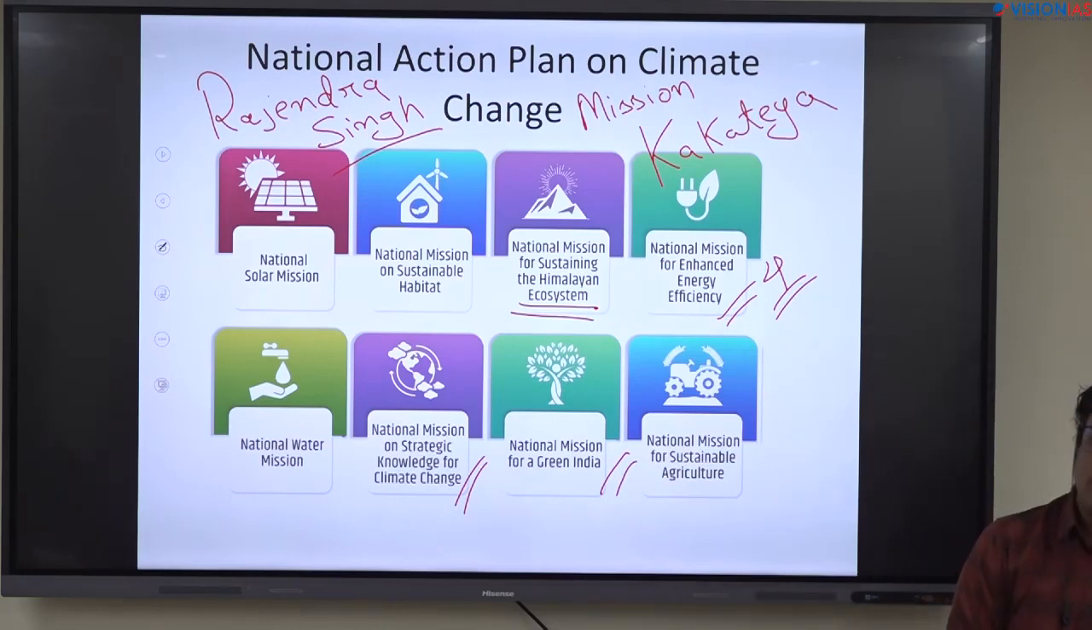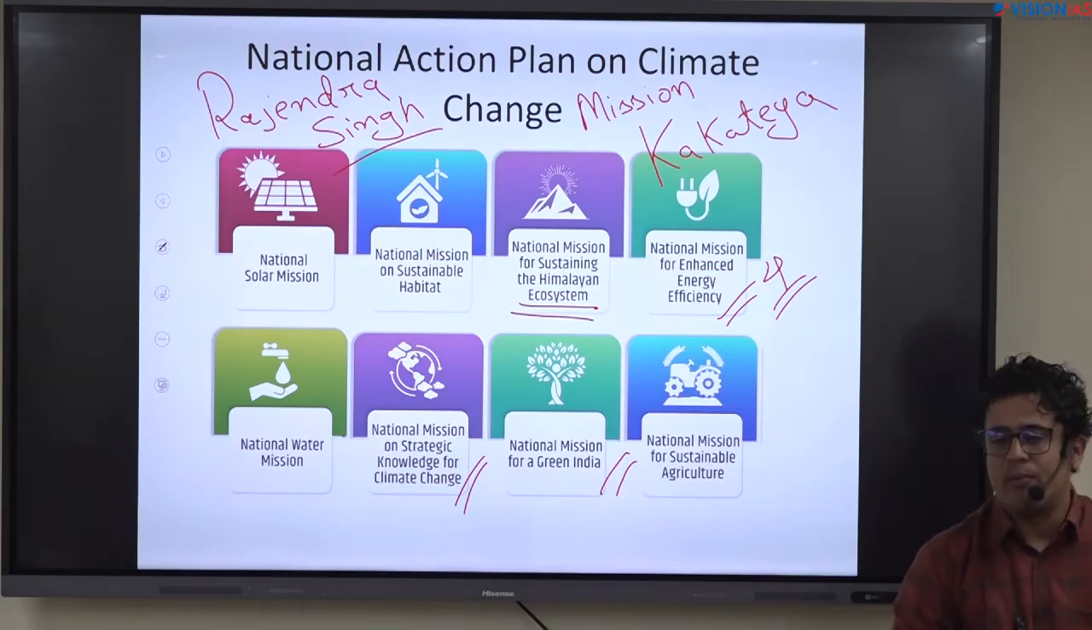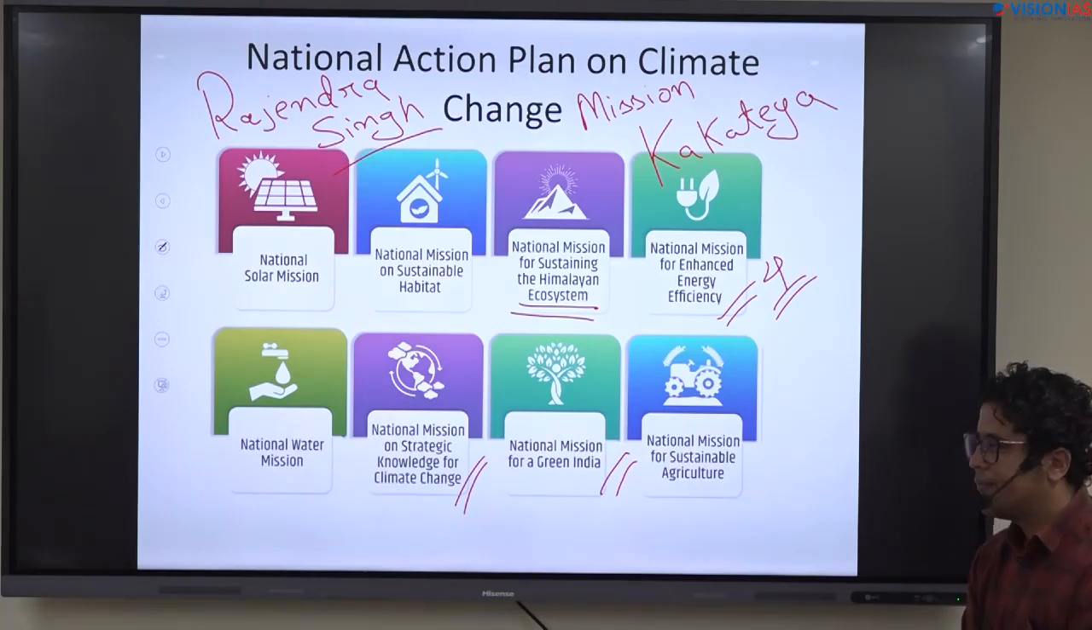Mission number 7, National Mission for Green India. Write down. Objective is to plant trees in 10 million hectares.